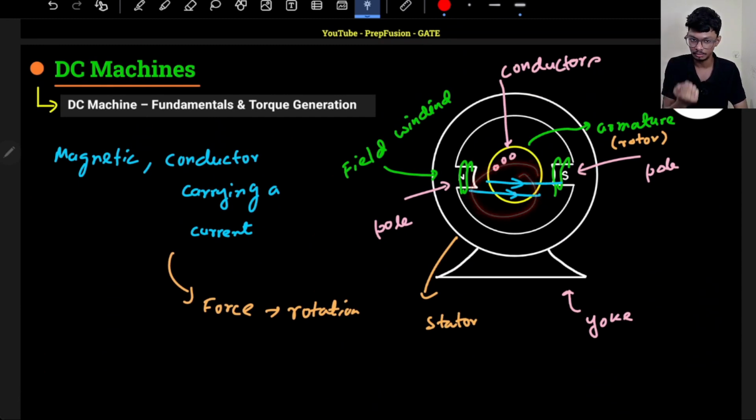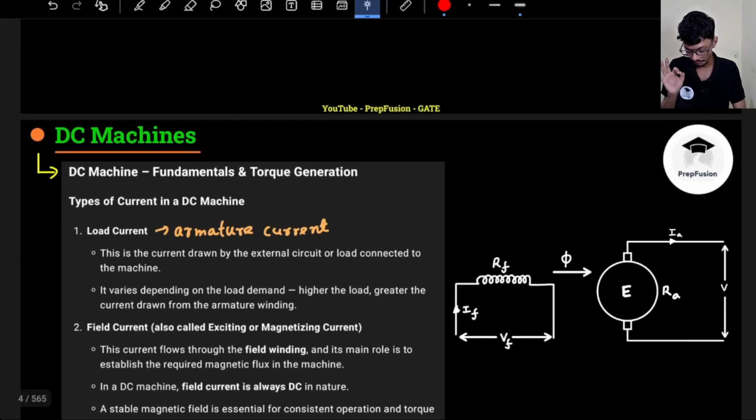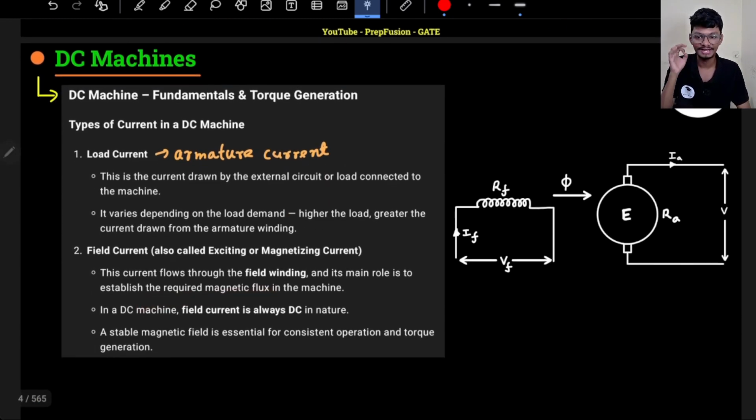If this field current is not present, then this magnetic flux will not be there. If the magnetic flux is not there, there will not be any force, because of the simple Fleming's rule. There has to be some magnetic force, by Fleming's left hand rule. If the current direction is like this and the magnetic field direction is like this, then the force will be here. I hope you remember. We will discuss that later on, so don't worry. Field current is responsible for providing the excitation.